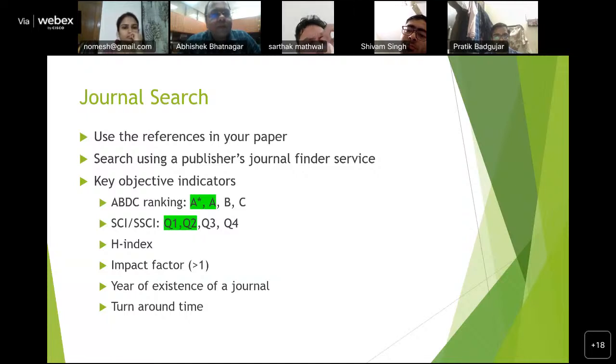So one is you can use your references, and another is you can search using a publisher's journal finder service. For example, Elsevier, Springer have their services, and you have to insert your title, abstract, and the keywords. And keywords are a very important thing, because if someone searches on Scopus using keywords, you have to be quite crisp with your keywords.